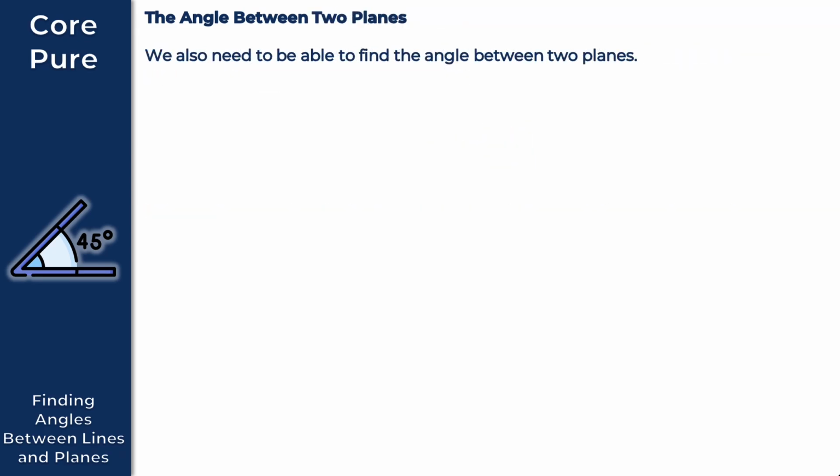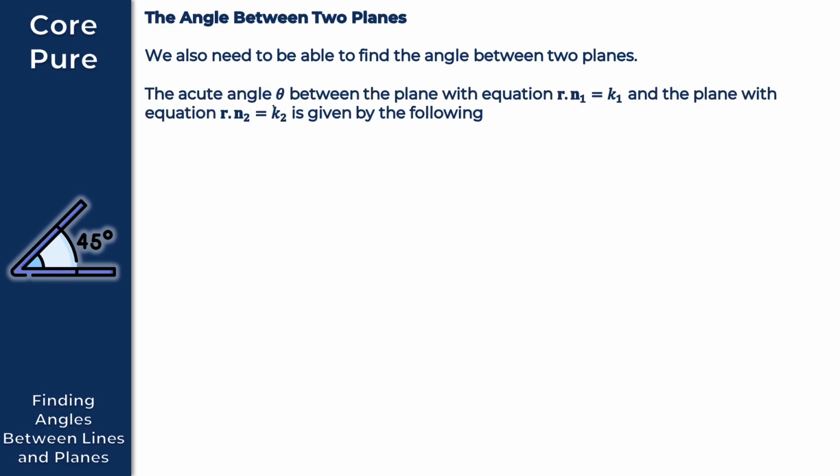To conclude our introduction to finding angles between lines and planes, we also need to be able to find the angle between two planes. We didn't actually mention this within the introduction, but again, it's something you need to be able to do. So how do we find the angle between two planes? Well, the acute angle theta between the plane with the equation r dot n1 is equal to k1, and the plane with the equation r dot n2 is equal to k2, is given by the following result.